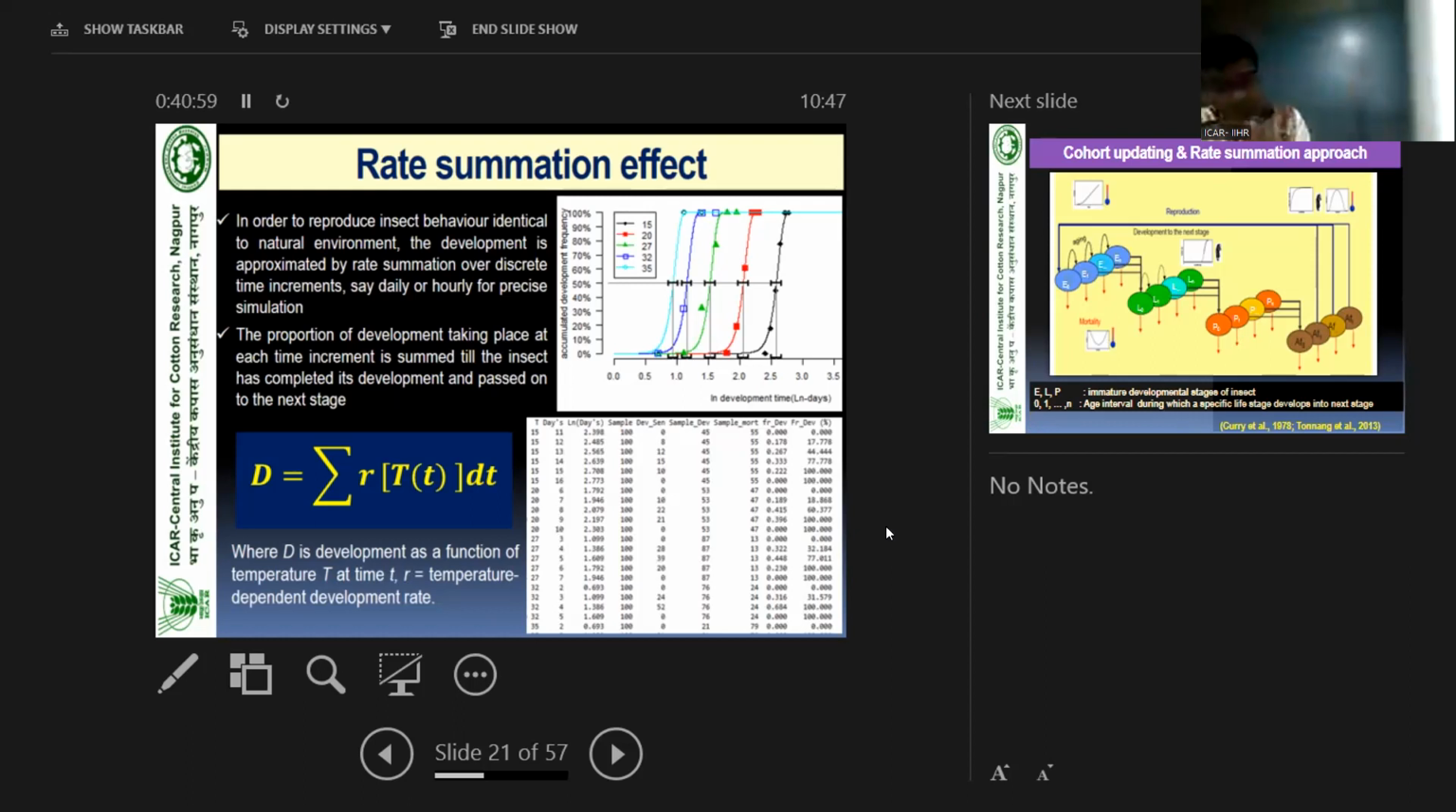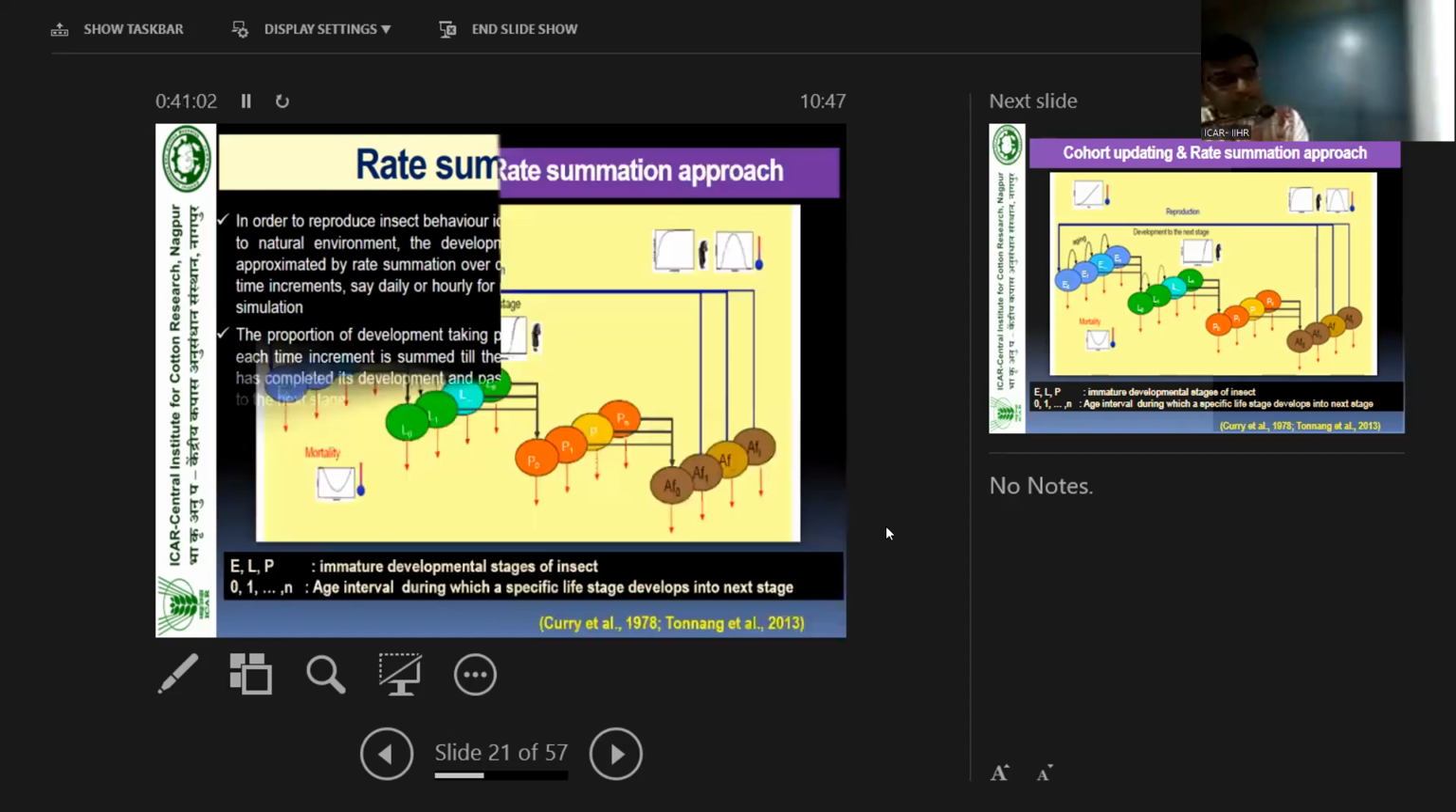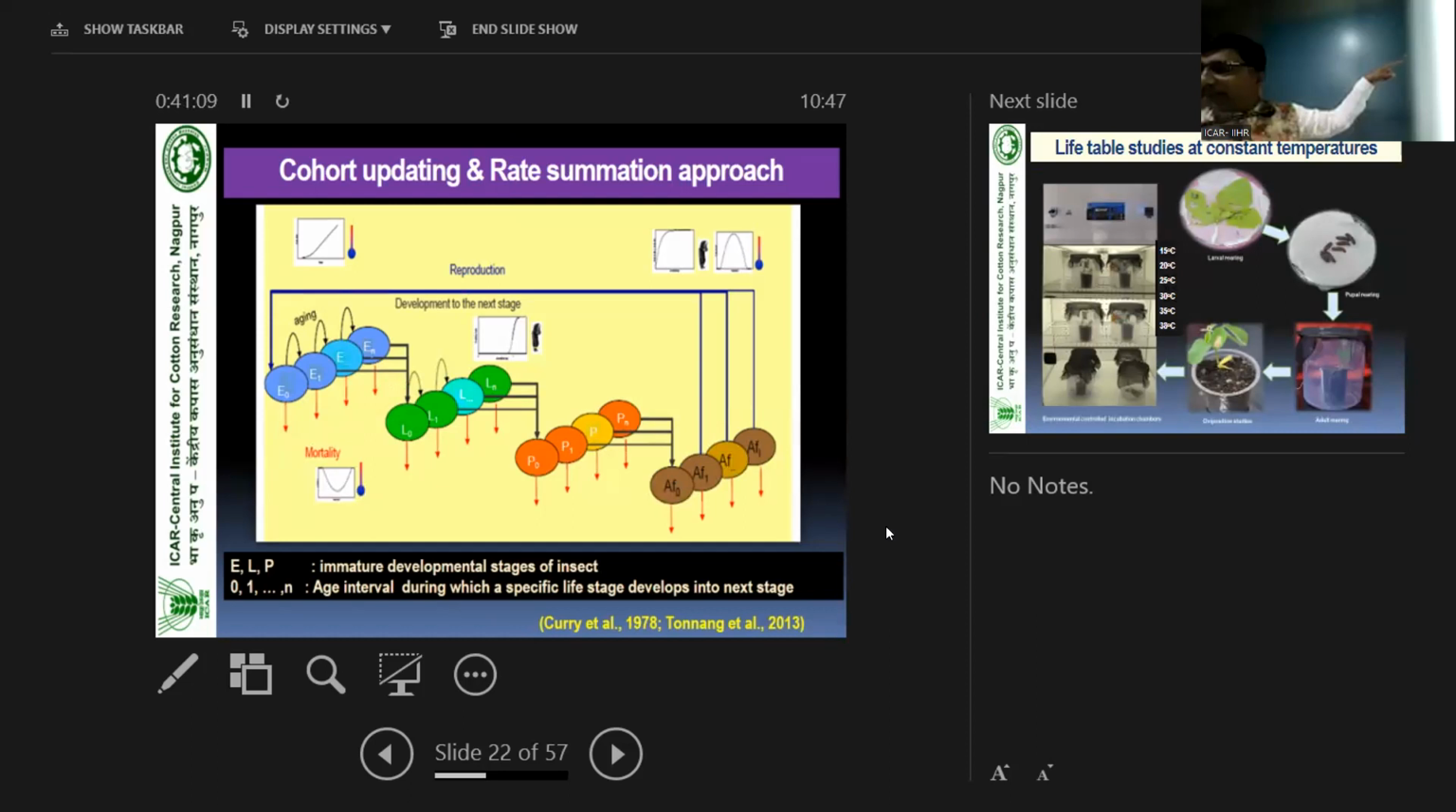So these are the basics of modeling, not actually hands-on. Now come to this figure. Now you will get a clear idea about cohort updating and the rate summation approach. Just see here, each cohort, that is egg, larva, pupa, and adult. You are tracking the cohort. Then from E0 to En, what is that? In the chart I showed you, 11 to 16, so this is day 11, for example, 0 up to 16 it takes.